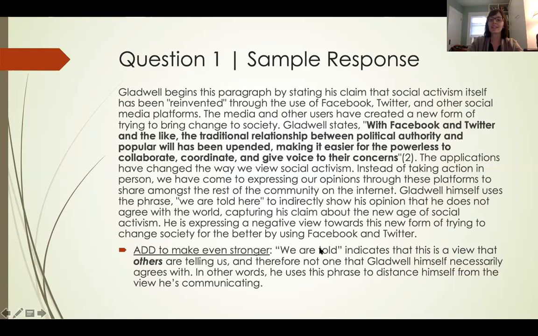So "we are told" indicates, a close reading verb, that this is a view that others are telling us, right? We are told. So other people are telling us that social media is so great at enacting social change. And so he's saying, look, this isn't my view. This is what other people are telling us. And so by doing that, he's distancing himself from that view. And that ends up being the view of the digital evangelists, right? Those who think social media has become this great new tool, and that social activism, rather, has changed for the better.